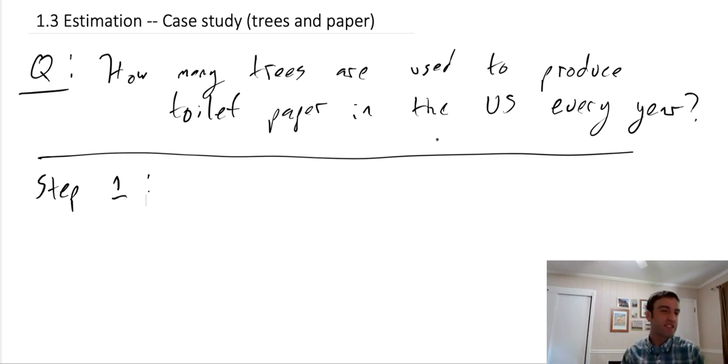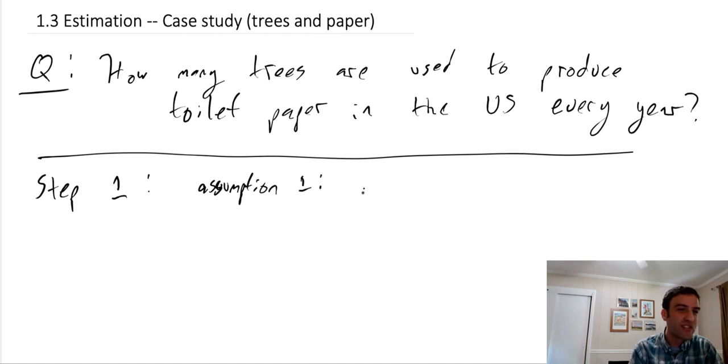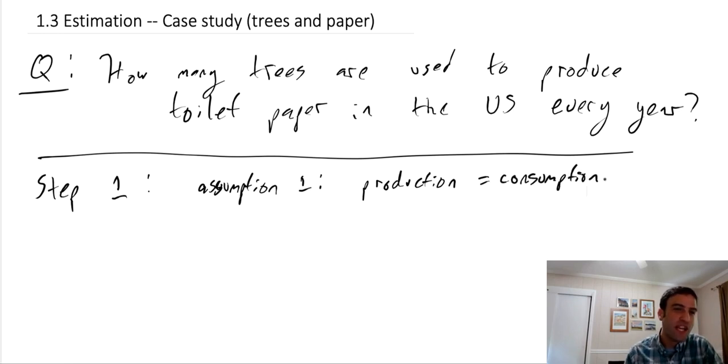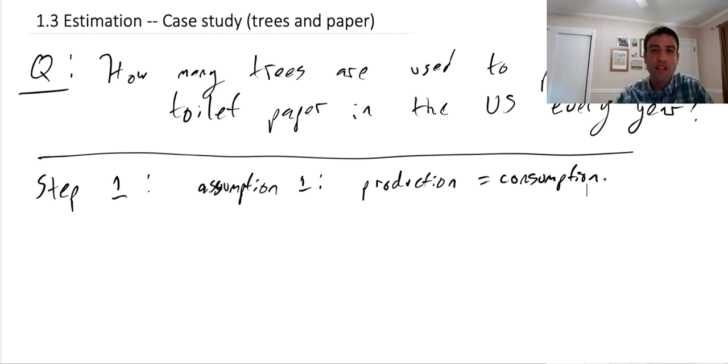Let me make things simpler by assuming that that's the same as toilet paper consumption. So assumption one is just production equals consumption. That doesn't have to be true. The US might be a big exporter of toilet paper. It might be a big importer of toilet paper. I have no idea. And so to make an order of magnitude guess, let's assume that it's producing about as much as it consumes. Right?